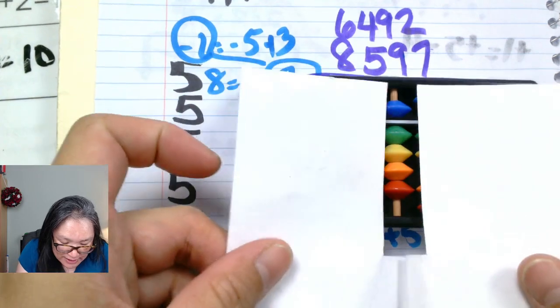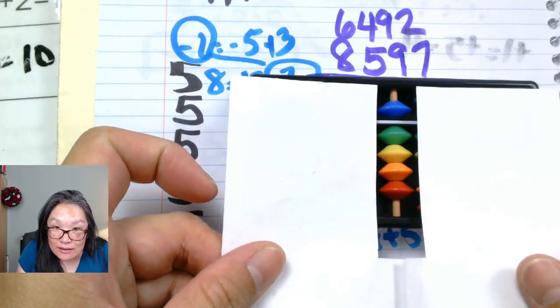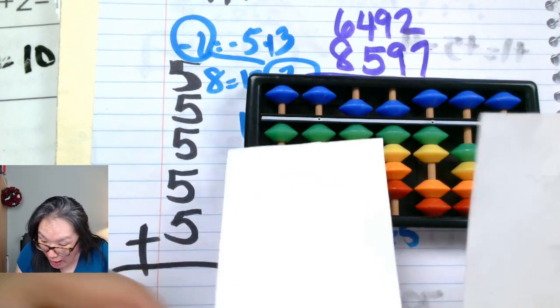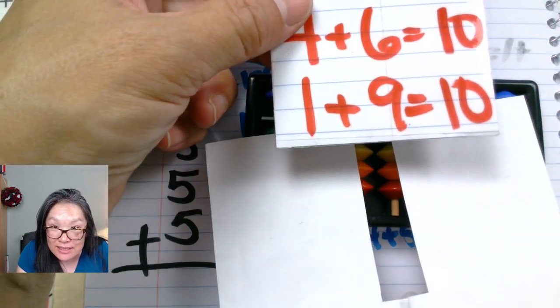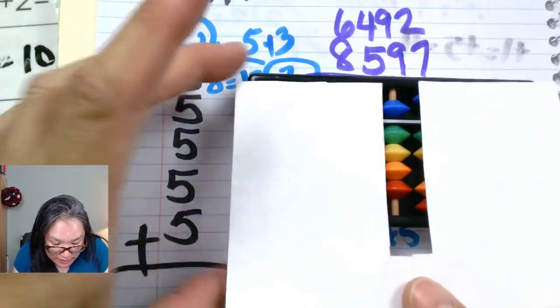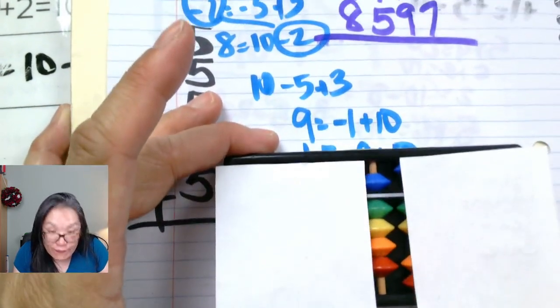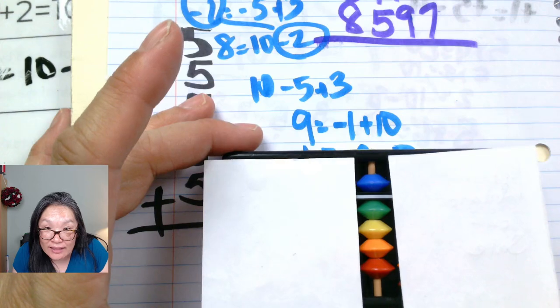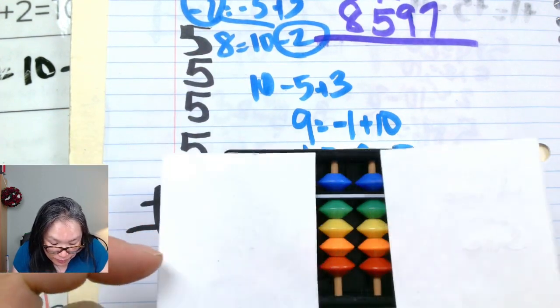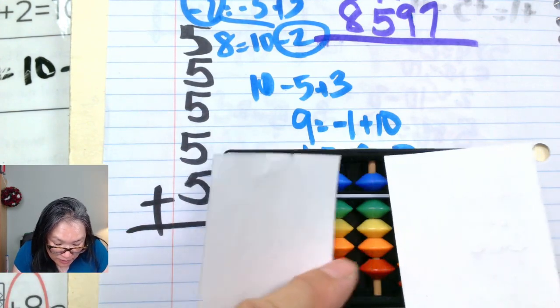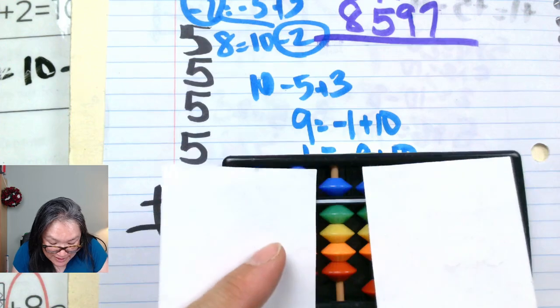Now it gets a little crazy because now I want to add the 9. I know how to add the 9. Adding the 9 is 1 plus 9 is equal to 10. I know this. So that's where I get that from. I go 9 minus the 1 plus the 10. Minus the 1 plus the 10.